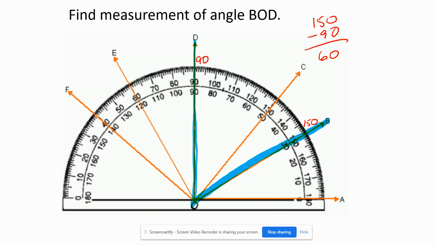Now, what if I want to use inside numbers only? The inside numbers, I have a 90 here, and I have a 30 here. So if I'm going to use the inside numbers, I'm going to go 90 minus 30, that happens to equal 60. So it doesn't matter if I use outside numbers or inside numbers. My result should be the same. The only thing though, make sure you're using outside numbers only or inside numbers only. Do not mix and match.